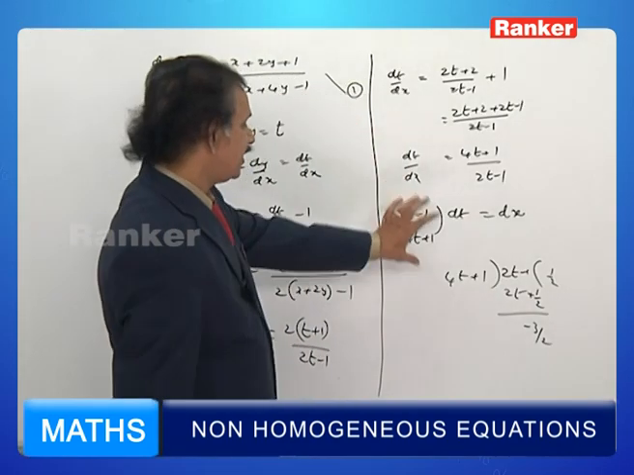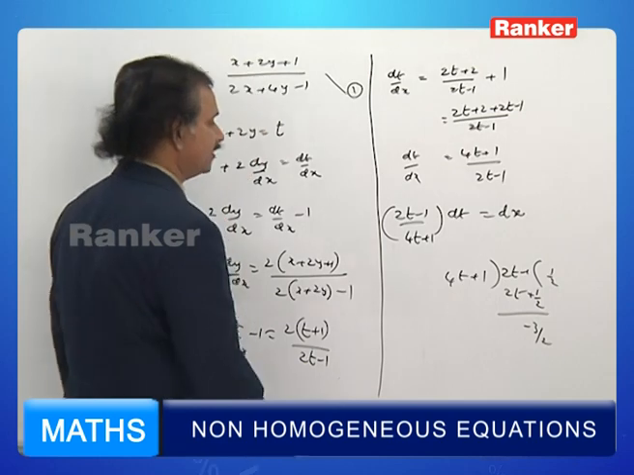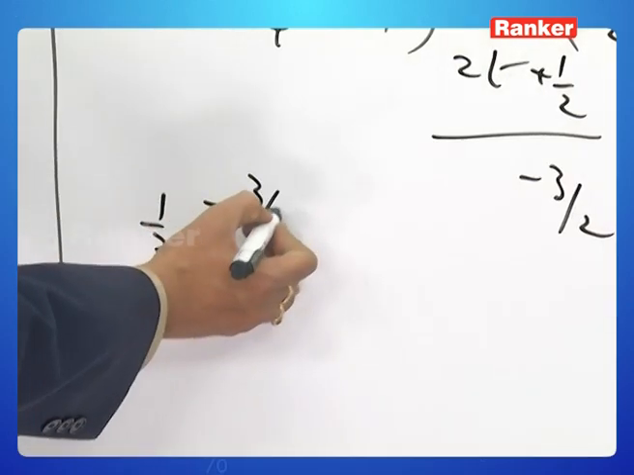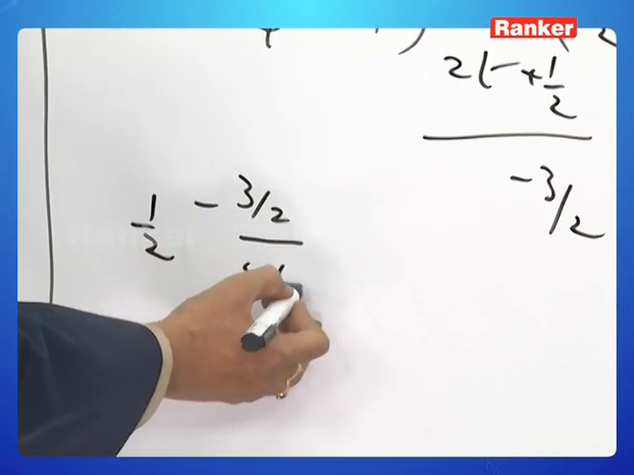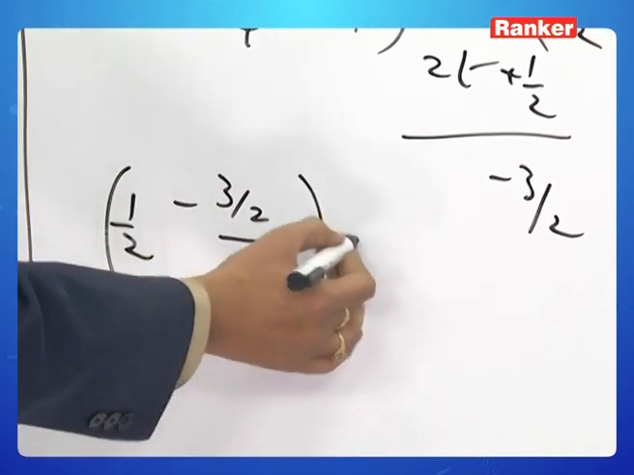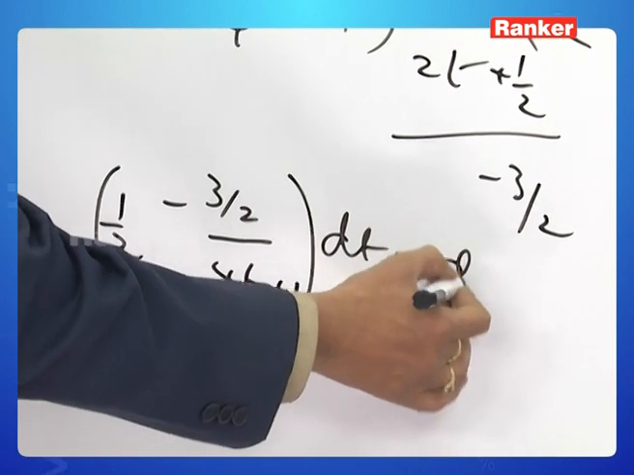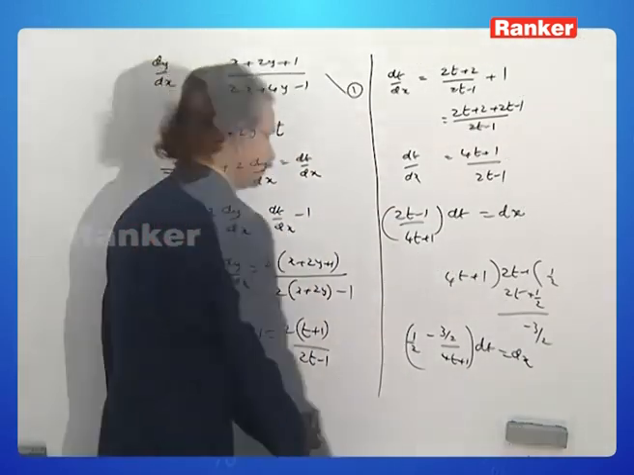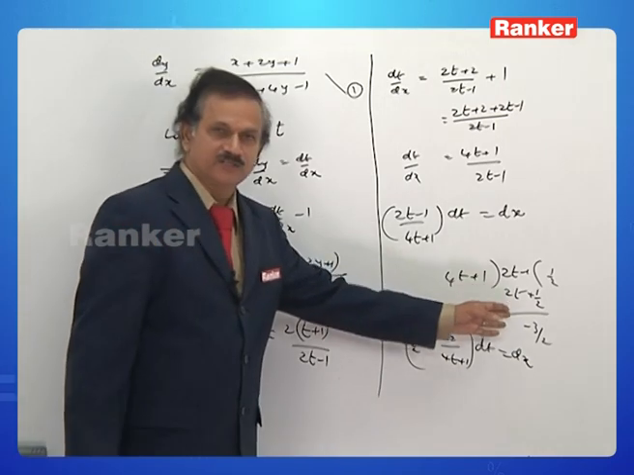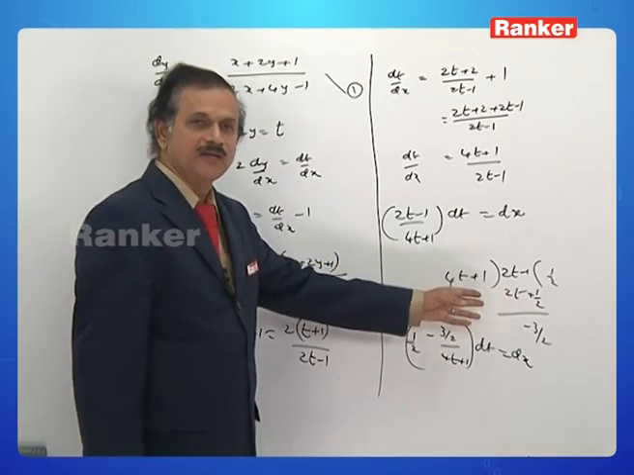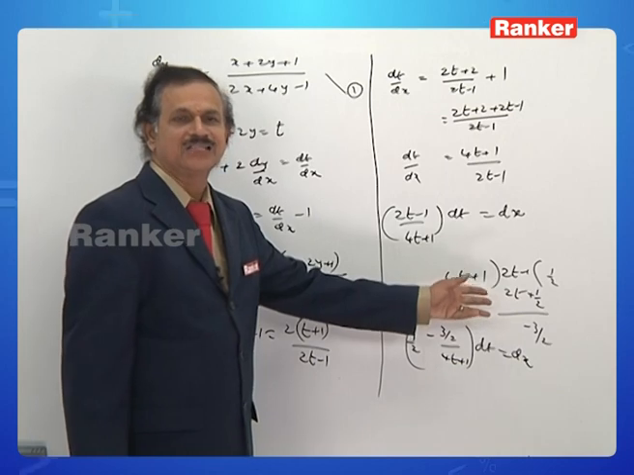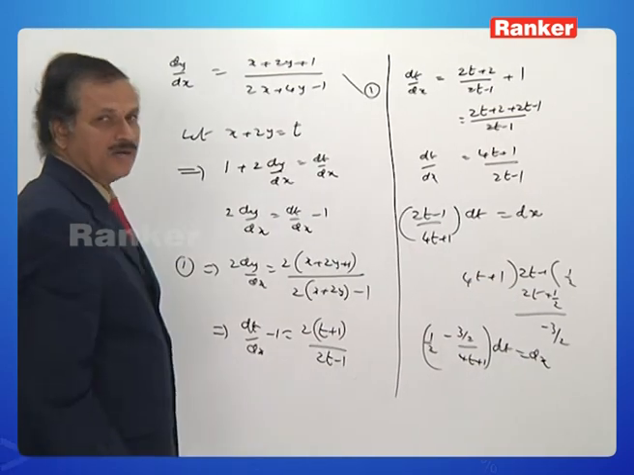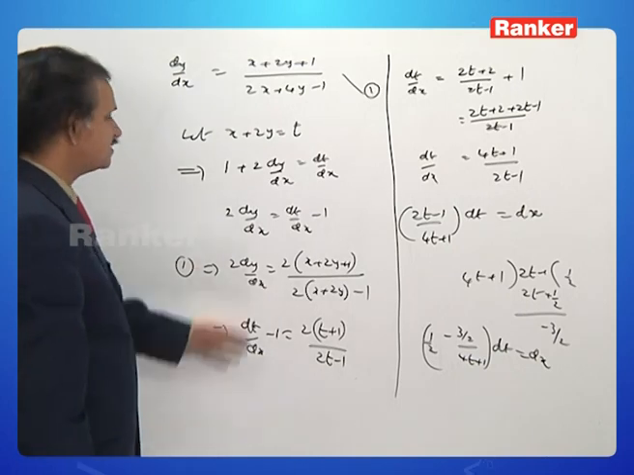Therefore, this particular fraction can be taken as half minus 3 by 2 by 4t plus 1 dt is equal to dx. I think you are familiar with this division, which was explained in our earlier classes like 8th class, 9th class. You follow these steps. I am now ready to remove these steps.